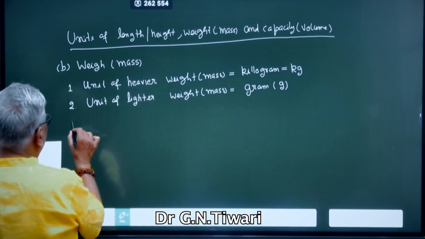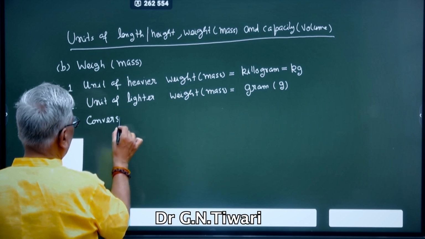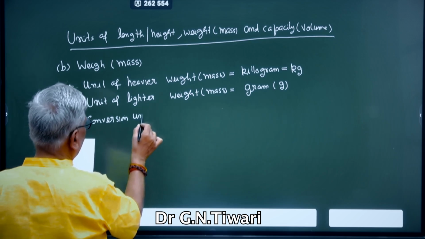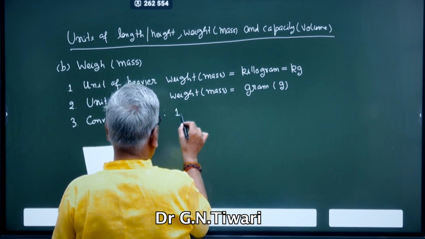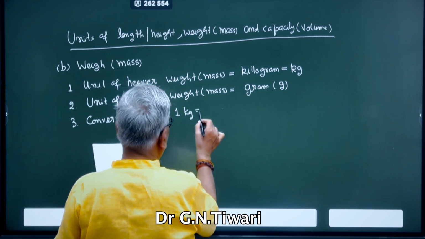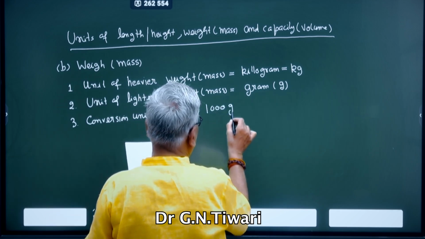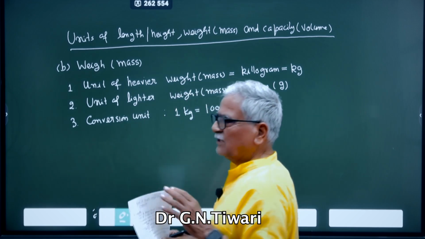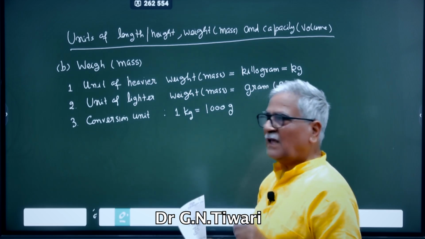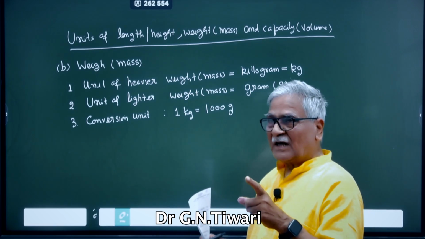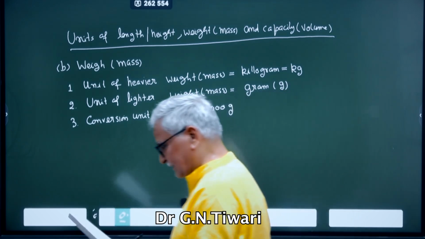Conversion unit: 1 kg is equal to 1000 gram. And here it should be reminded to the students that in centimeter, the conversion is 1 meter is equal to 100 centimeter, and in kilogram, 1 kilogram is 1000 gram. So they should put this in their mind permanently.